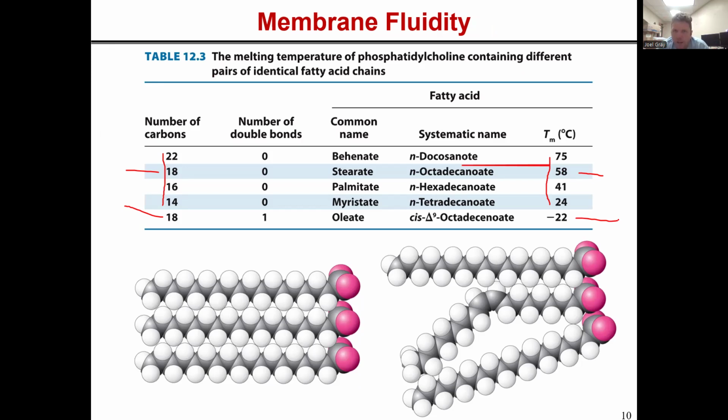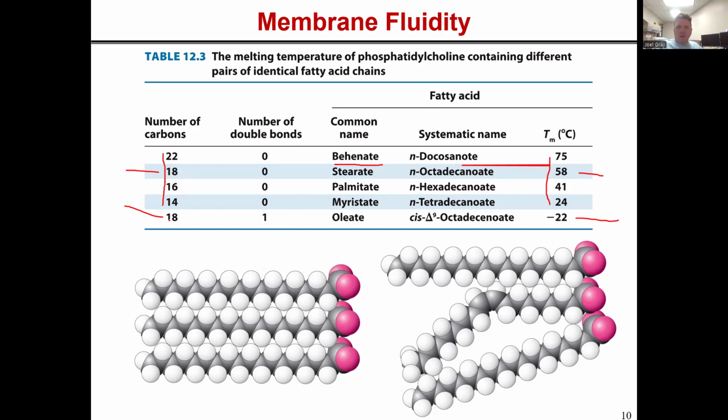And let's say that you made that E. coli grow nothing but a 22 carbon long fatty acid with no double bonds. All of the fatty acids that it had were this behenate. What do you think that those cells are going to be like? They're going to be like a brick. They're not going to move at all. There's going to be basically no membrane fluidity.